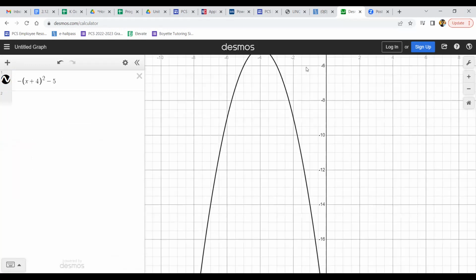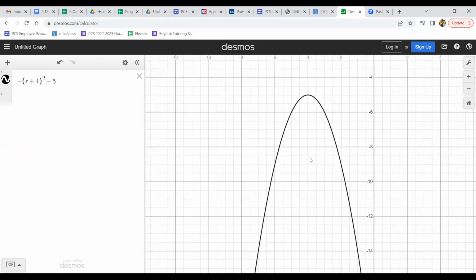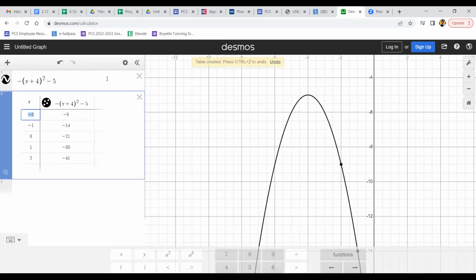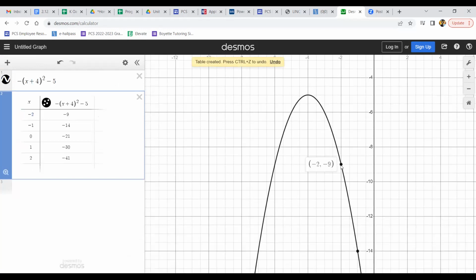It's not really showing us -4, -5. So let's get some of the points shown if we can. Okay, there's one over here. I need some more points over here. So I'm going to have to make my table. See, that's just way too negative.